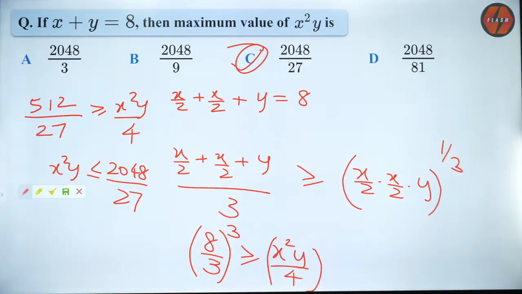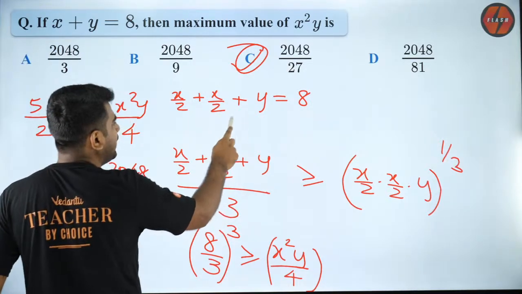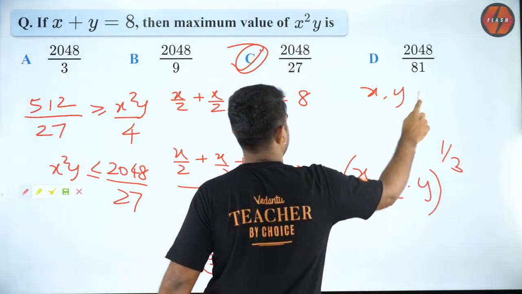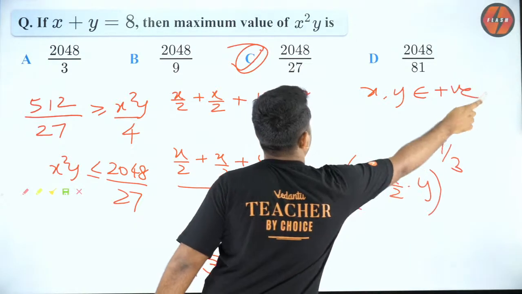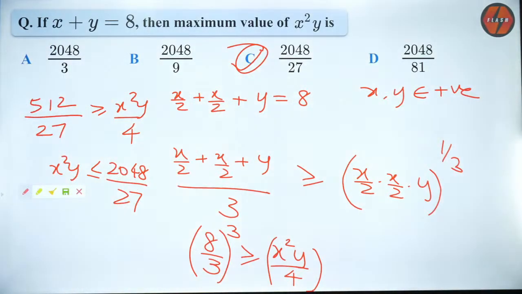Did you guys like that? So this is another way of doing it. But guys, you have to be slightly careful here because AM-GM is applicable only if x and y are positive. Okay, so here they are positive, so it works. Exactly. Did you guys enjoy it?